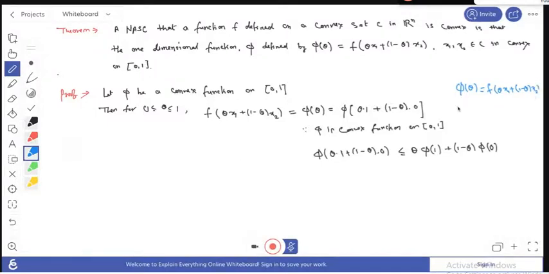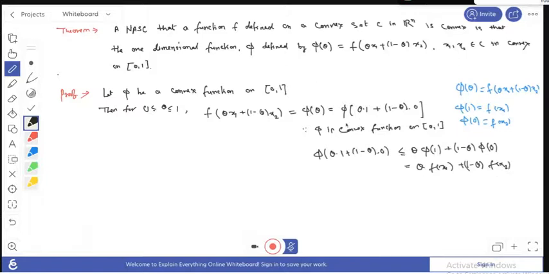What is the value of φ(1)? This means we put θ = 1, so this is simply f(x1). What about θ = 0? What is the value at 0 here? This is f(x2). So φ(1) is f(x1), and this is multiplied by 1 − θ, and φ(0) is f(x2).